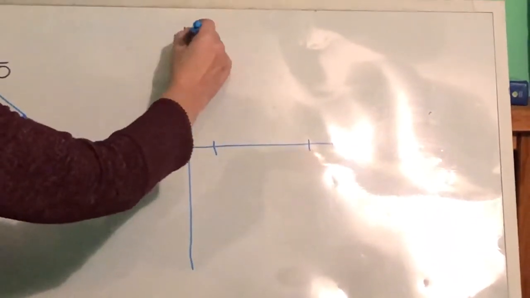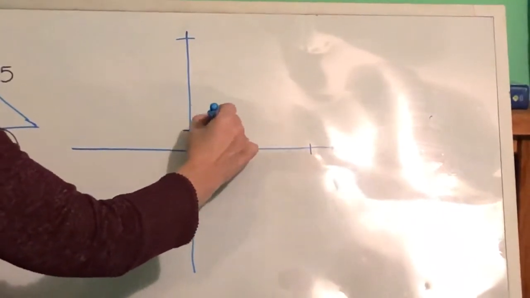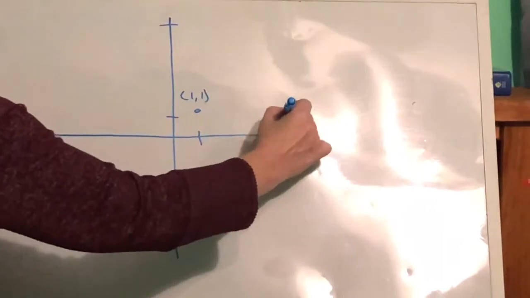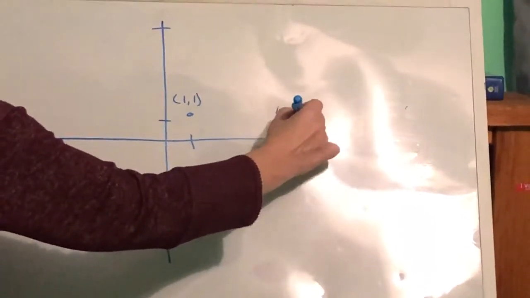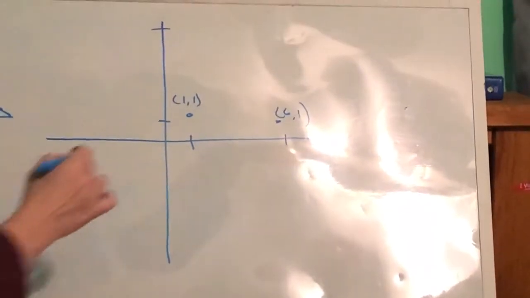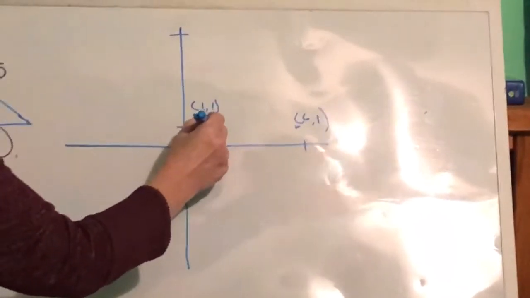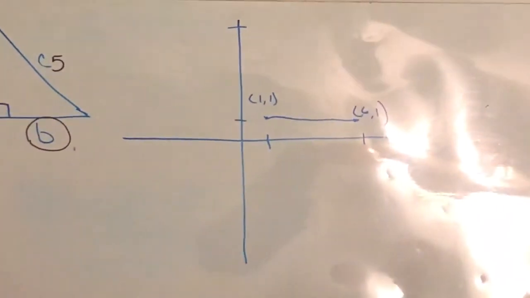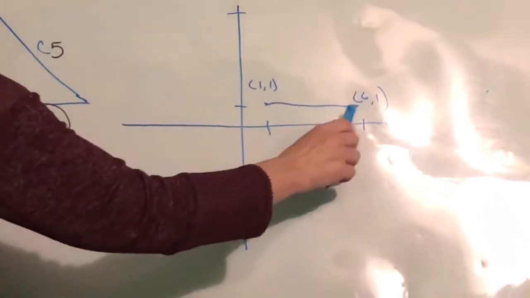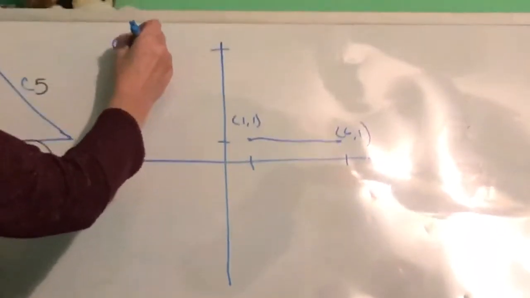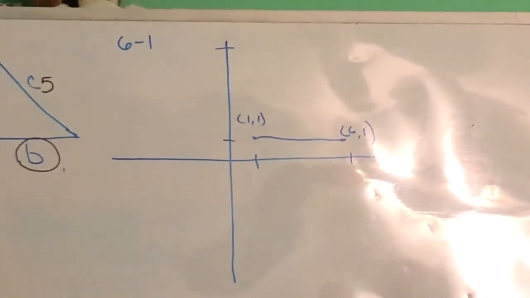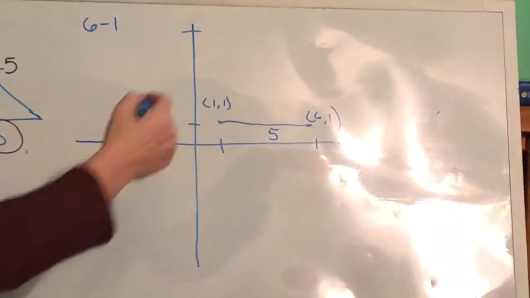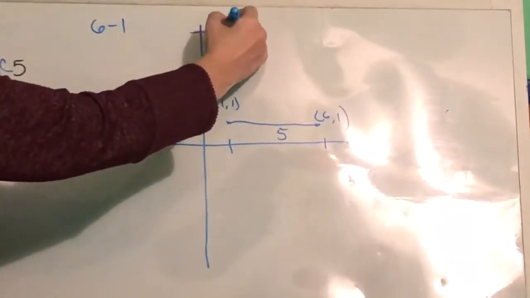I'm not going to do the entire graph, but we're going to put a point here at 1, 1, and another one over here at 6, 1. Okay, now if I want the distance between these, they're in a horizontal line, so if I just run right across here, I would have counted over 5 spaces, or 6 minus 1. So the distance here would be 5. We'll get into this more in geometry, but it's just a little illustration here.